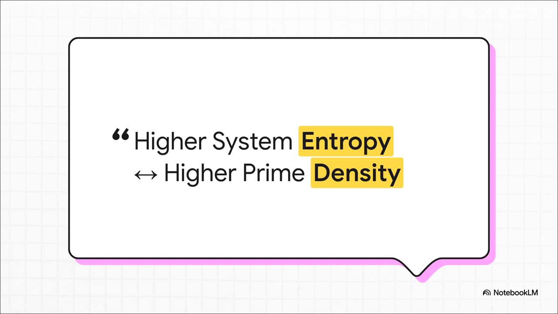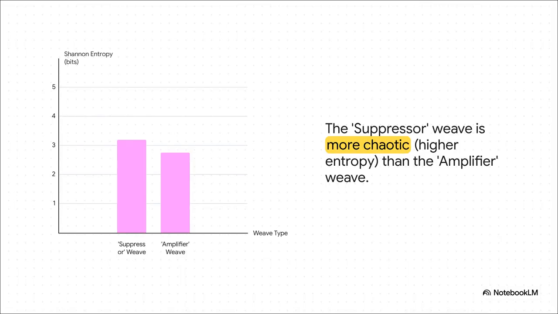After they analyzed tons and tons of these different weaves, they found this direct and frankly startling connection. The more chaotic and unpredictable a weave is, meaning the higher its entropy, the more prime numbers it spits out. It was right there in the data. Turns out prime numbers actually thrive in chaos. And the data made it crystal clear.